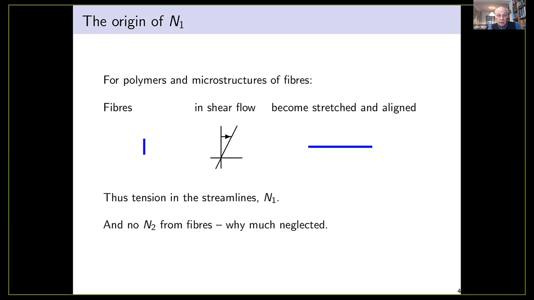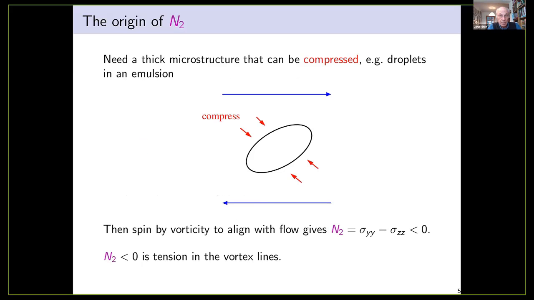If you want to have some N2, you need a microstructure which is a bit bigger, a bit thicker than fibers. For example, droplets. You have liquid droplets in an emulsion, then they have a thickness, and the thickness can be compressed. In that simple shear, the principal stretches are, can you see my pointer? There's a diagonal line where they're being stretched out, and at 90 degrees, there is a compression.